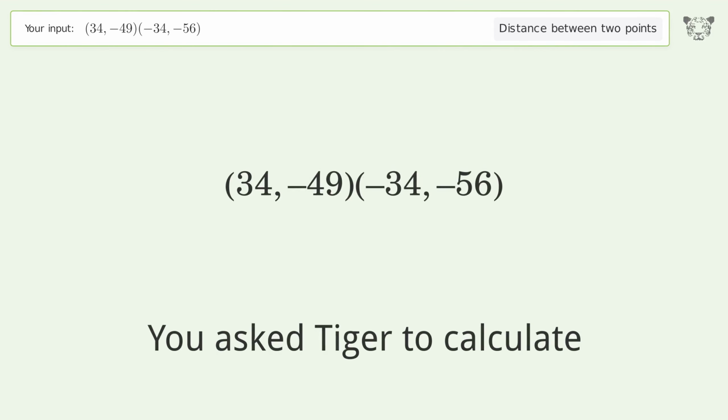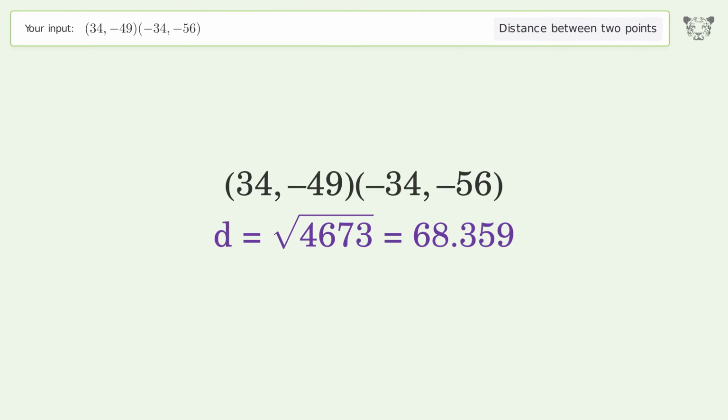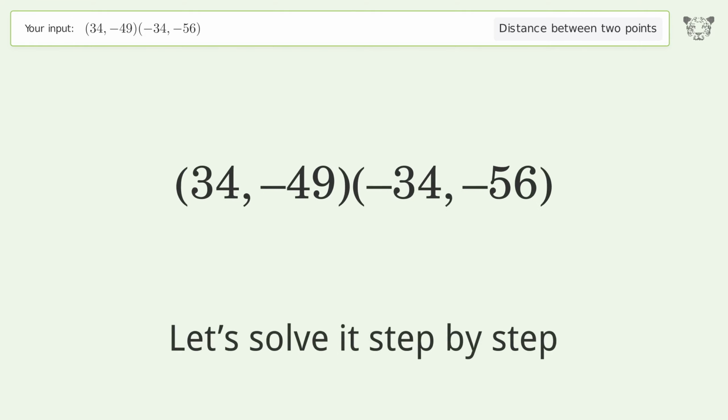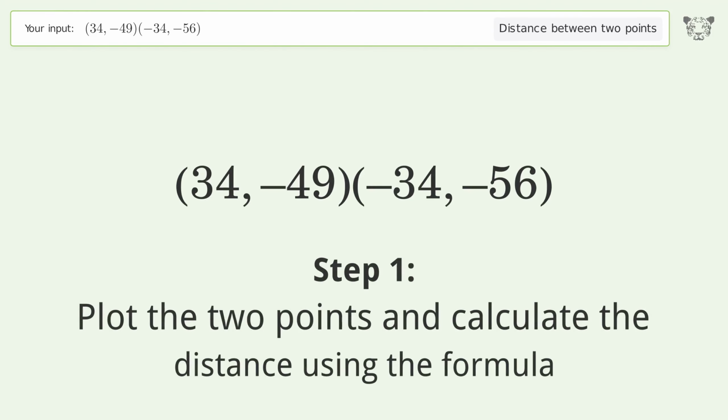You ask Tiger to calculate. This deals with the distance between 2 points. The distance between the 2 points is the square root of 4,673, or 68.359. Let's solve it step by step. Plot the 2 points and calculate the distance using the formula.